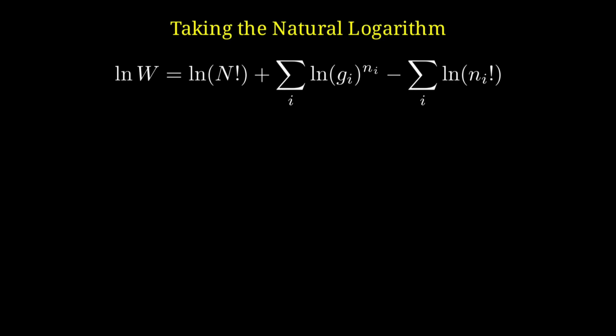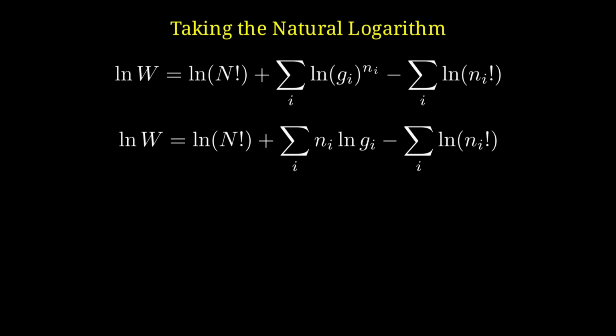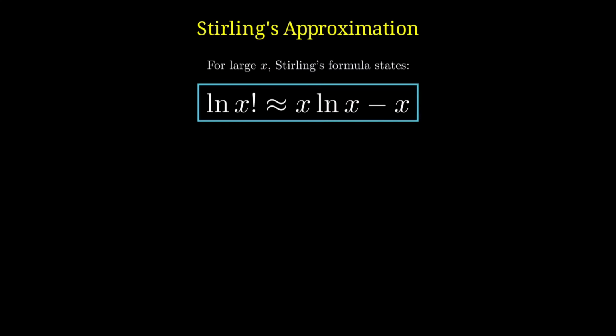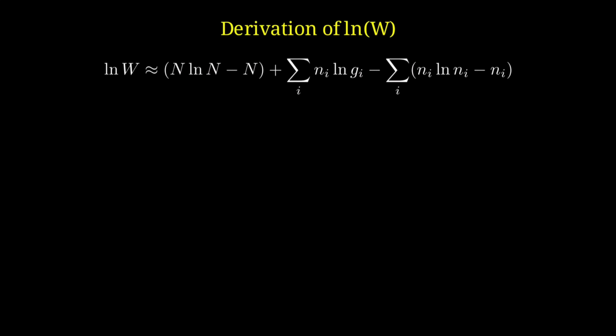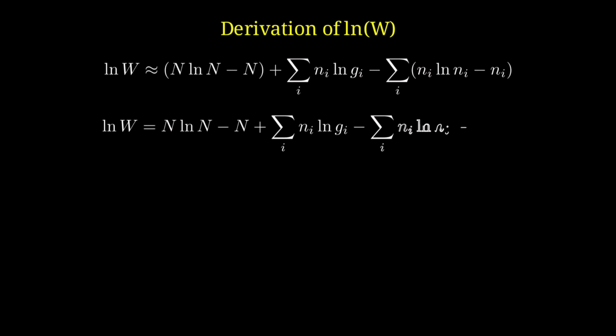For very large x, we can use Stirling's approximation. This approximation is valid when N and all the Ni are large numbers, which is typically the case for all macroscopic systems containing on the order of Avogadro's number of particles. Applying Stirling's approximation to both ln Ni factorial and ln N factorial, we get the following expressions.